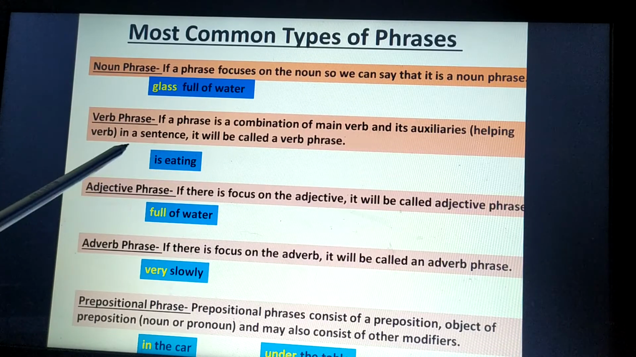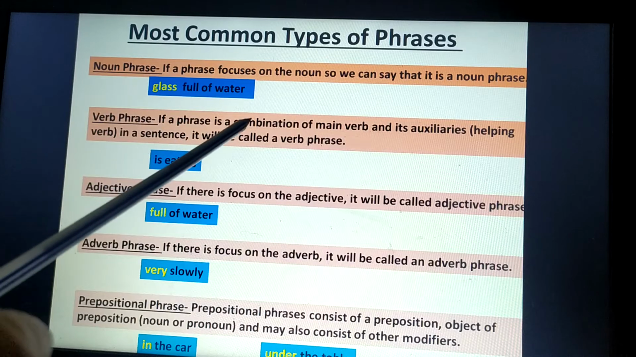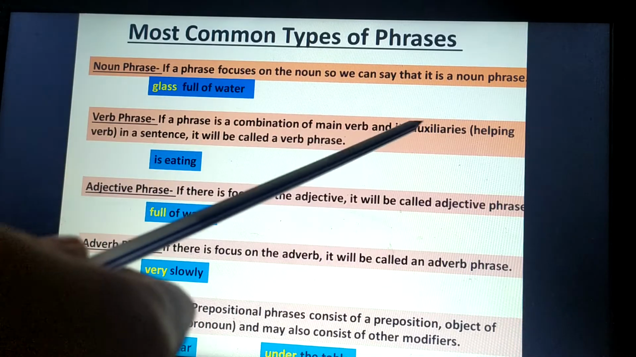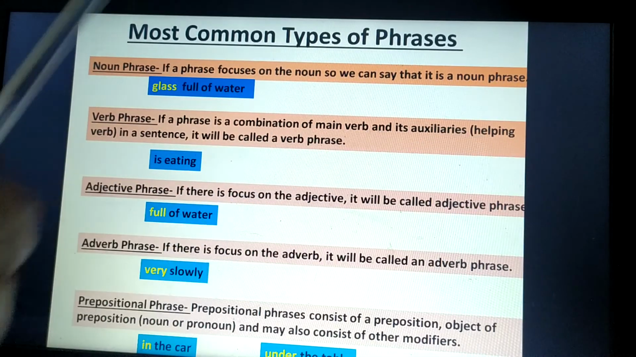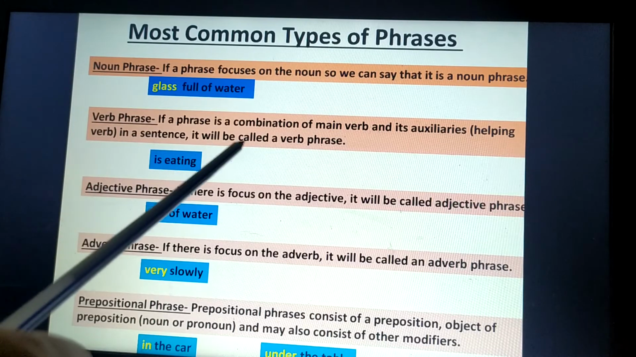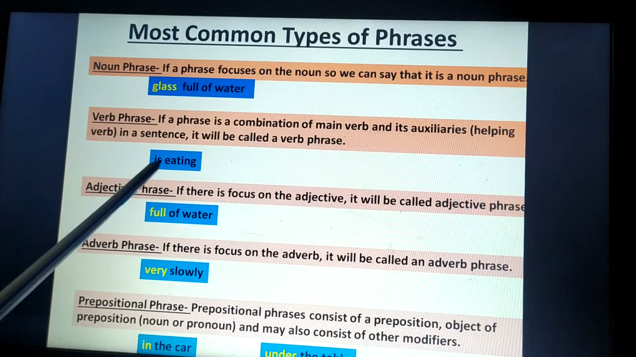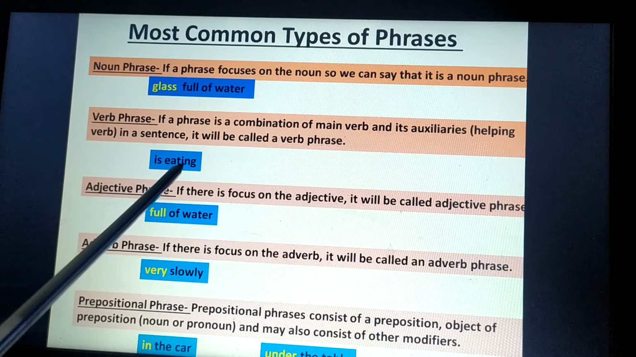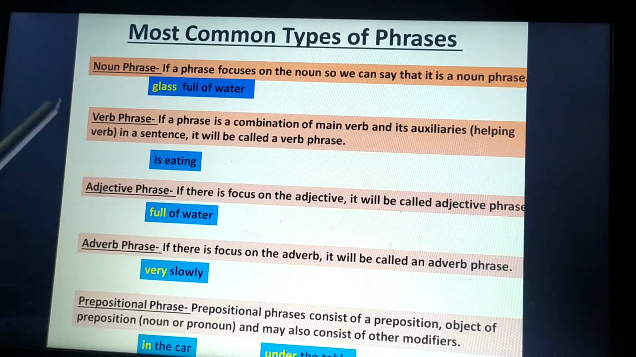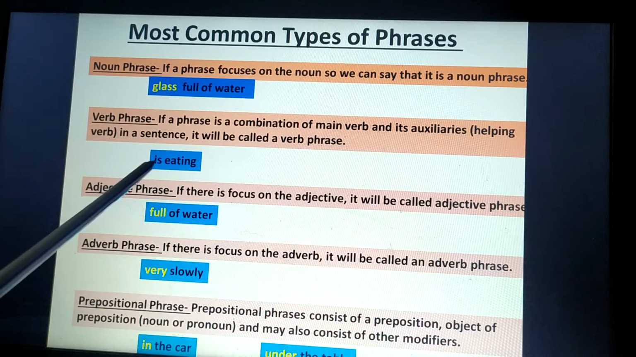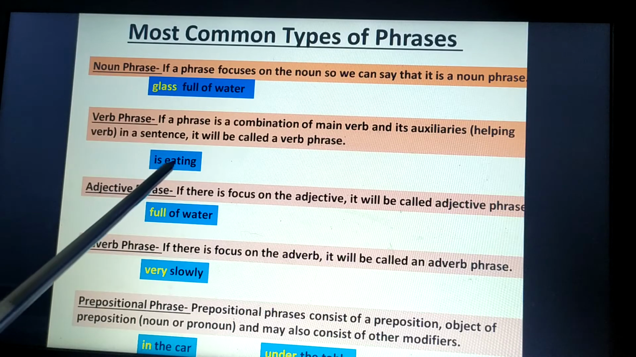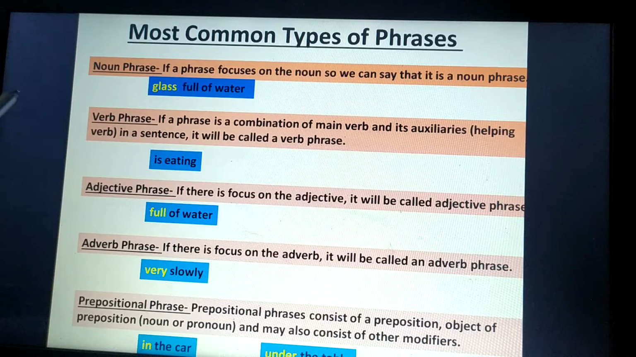Next we have verb phrase. If a phrase is a combination of a main verb and its auxiliaries or helping verb in a sentence, it will be called a verb phrase. Here you can see, we have is as the helping verb and eating as the main verb. So we can say that it's a combination of helping verb and main verb, so it's a verb phrase.